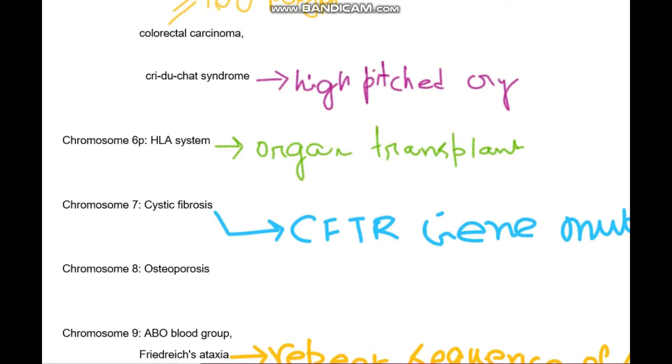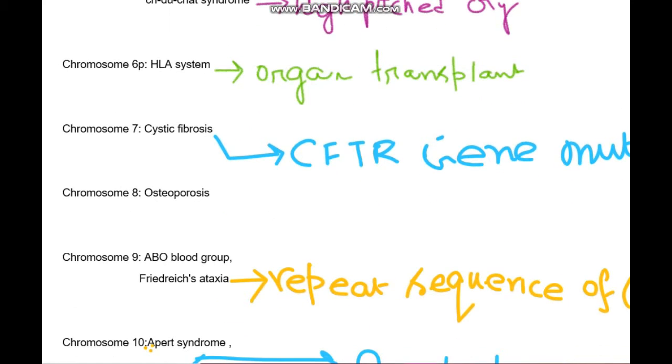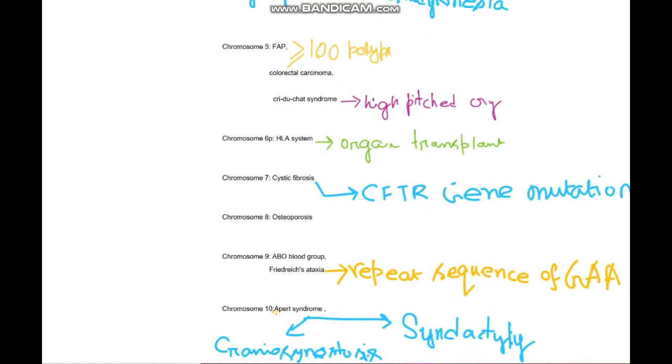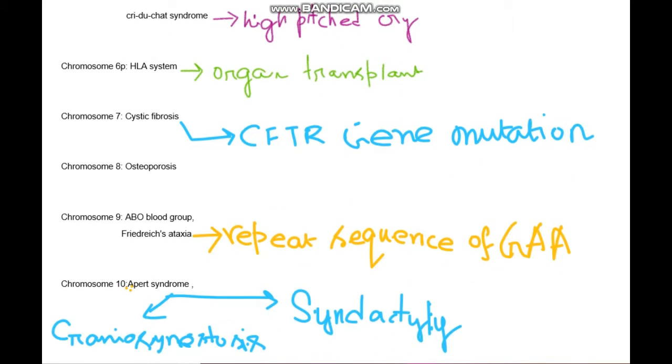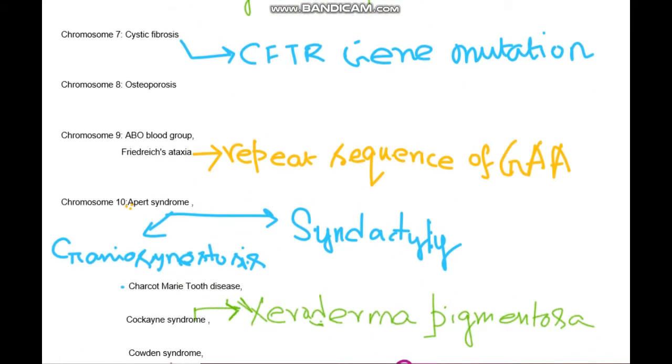And for chromosome 6, it's the HLA system. As you all know, we need the HLA system for organ transplant, especially for kidney transplant. Chromosome 7, cystic fibrosis, that is CFTR gene mutation. In the CFTR gene there is a chloride transport channel, and we have a problem with that. Chromosome 8, we have osteoporosis, it's not so important. Chromosome 9, ABO blood group system, it's very important.